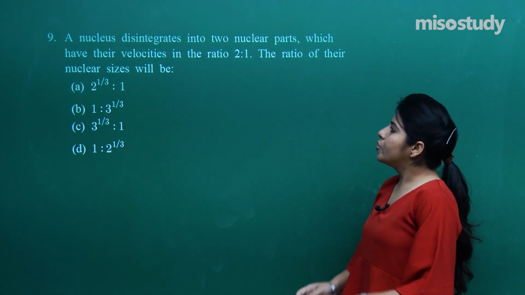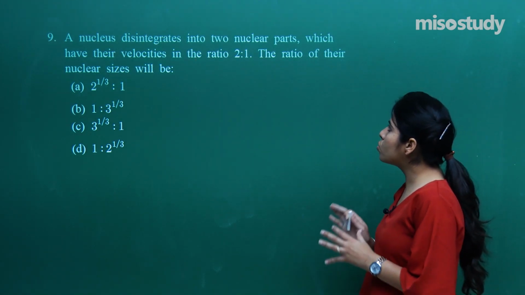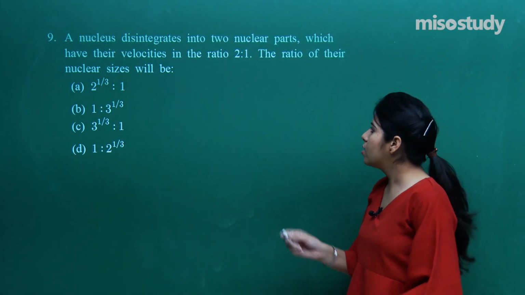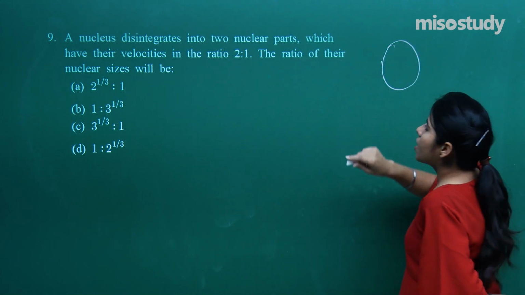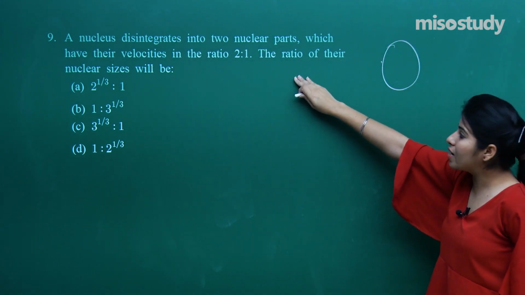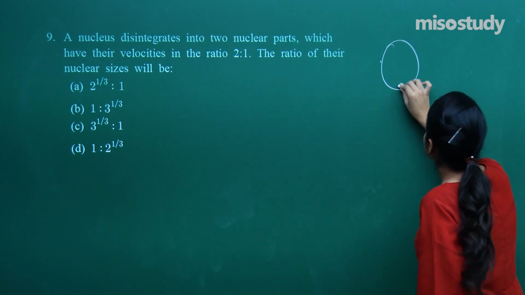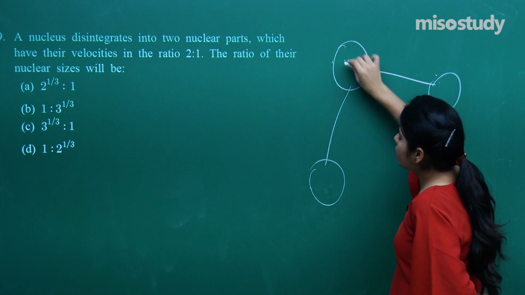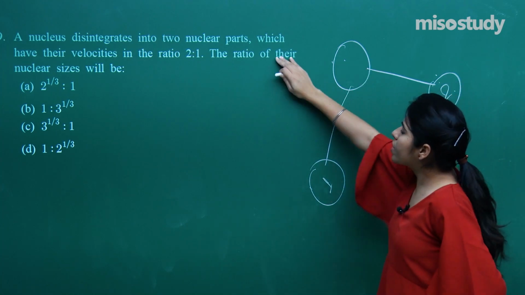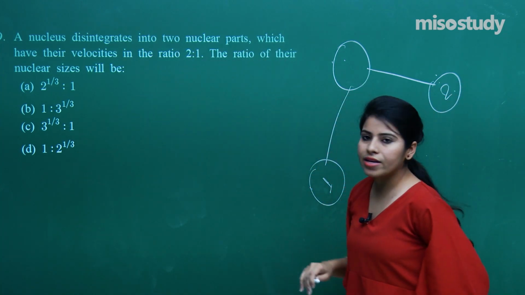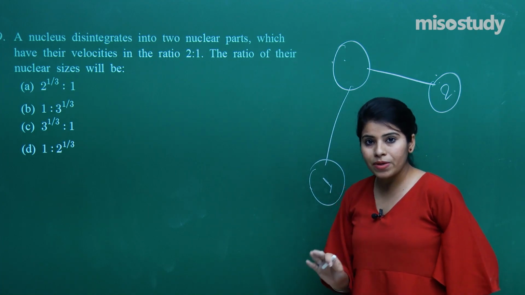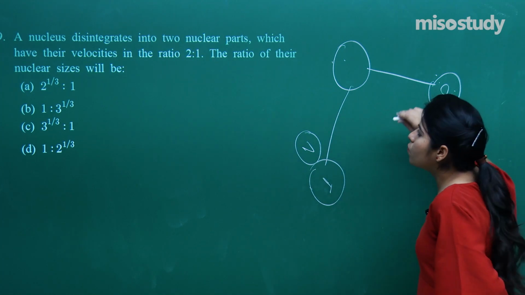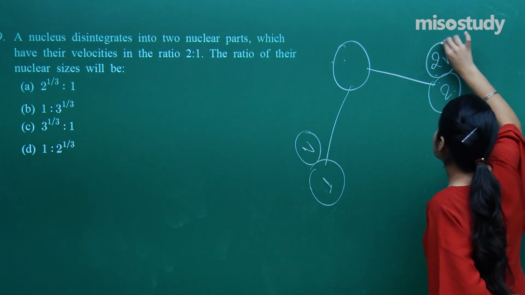So I can see that a nucleus disintegrates into 2 nuclear parts which have their velocities in the ratio 2:1. Let me just make one nucleus and according to this question it is being divided into 2 nuclear parts. So this is your 1 part, this is your 2 part, right? We have been given that their velocities are in the ratio 2:1. That means one will be having v velocity and the another one will be having 2v velocity.